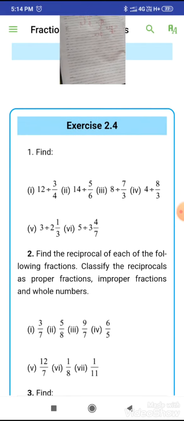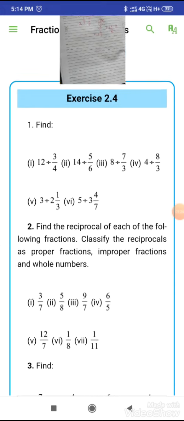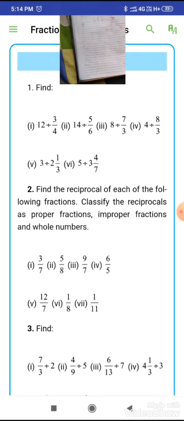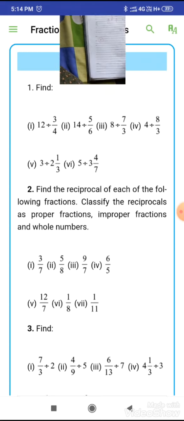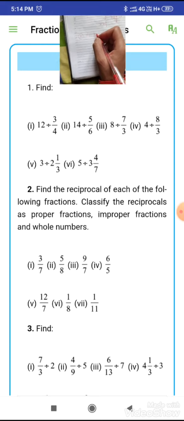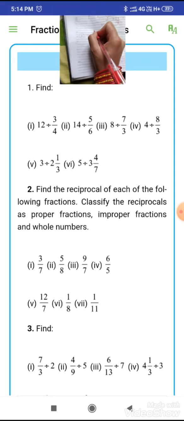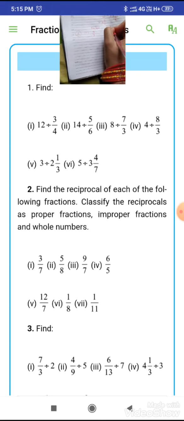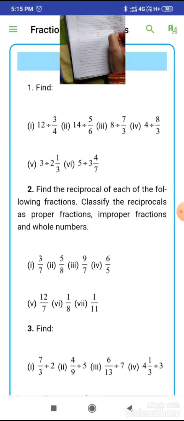Move to our second question. And second question is, find the reciprocal of each of the following fractions. Classify the reciprocals as proper fraction, improper fraction and whole numbers. It is very simple question. In this question, first we have to write reciprocal of the given fraction. So our first fraction is 3 by 7 and its reciprocal is 7 upon 3.